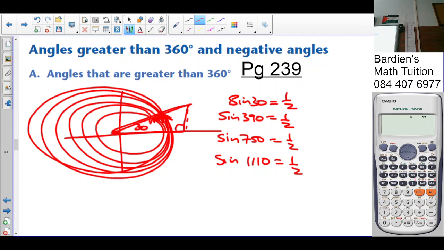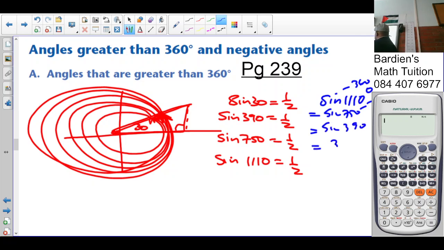Does it make sense? But then it's not the same angle. It's not the same angle, it's the same ratio. So what I'm showing you is, if you've got sine of 1110, and they ask you to reduce that, then what do we do? Subtract 360. Then you get sine 750. Minus 360 again, you're going to get sine of 390. Minus 360, sine of 30. Can you see that? So when we're adding and subtracting 360 to the angle, we don't change the value of anything basically. Okay?